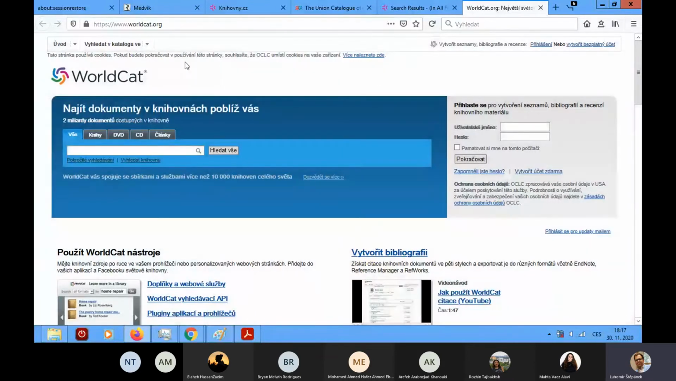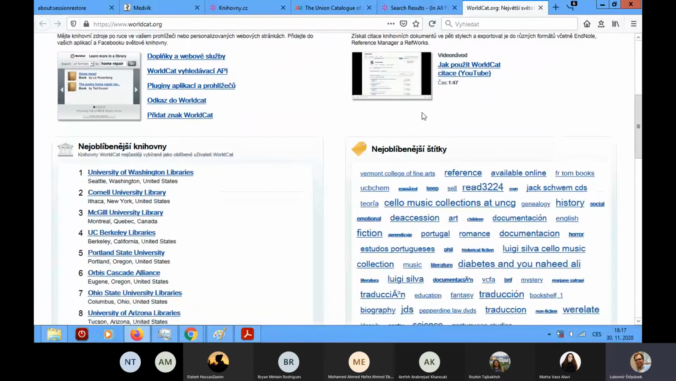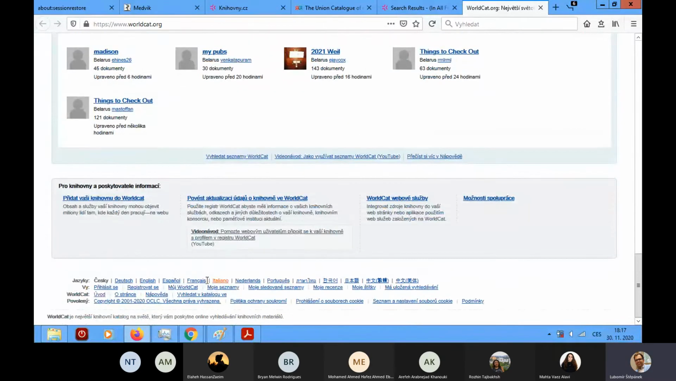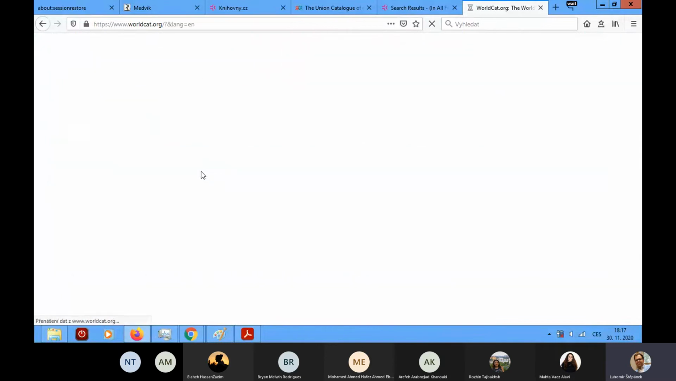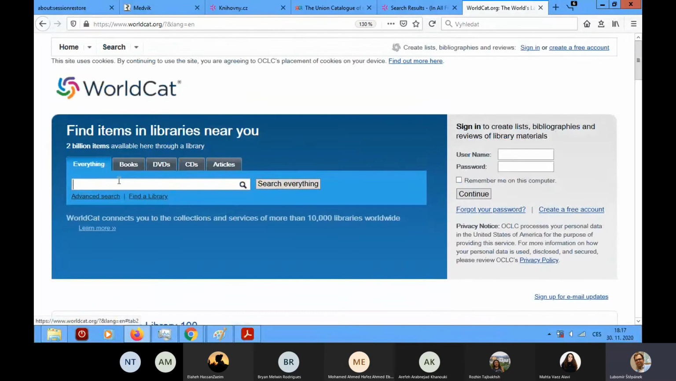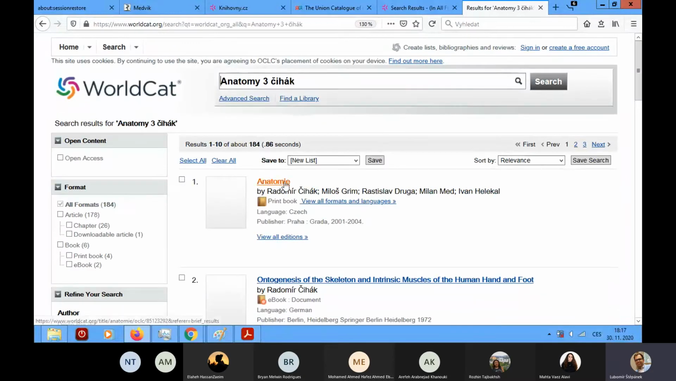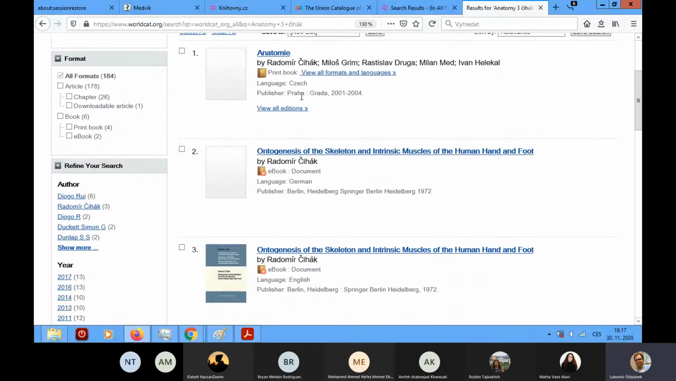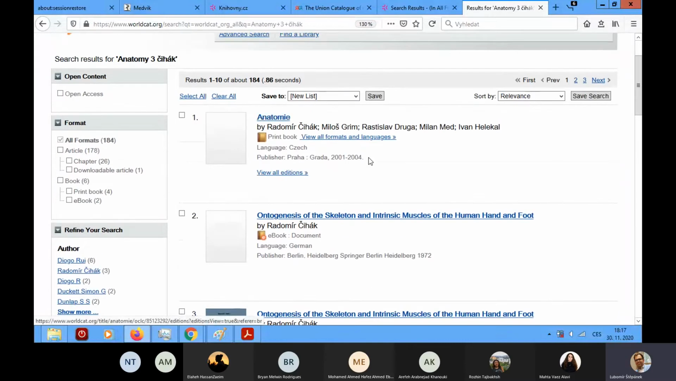Okay, I'm just going to switch to English if it's possible. I believe it is possible. Okay, English. And I'm just going to zoom in a bit. Okay, so for example, I'm interested in, okay, still the same story, anatomy, for example. Maybe this one. So I'm just going to proceed.